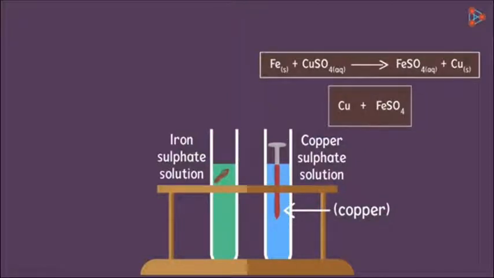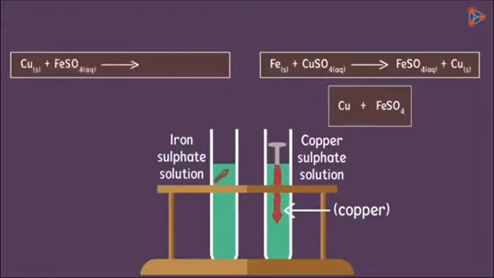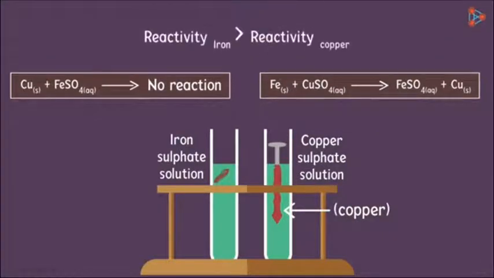But do you find any changes in the first beaker, students, where you have taken the copper wire in the iron sulfate solution? No, we don't find any changes. Copper plus iron sulfate. Do you find any changes? No reaction. Why you don't find? Because as you see in the reactivity series, iron is more reactive than the copper. That is why in the first you are not observing any reaction.